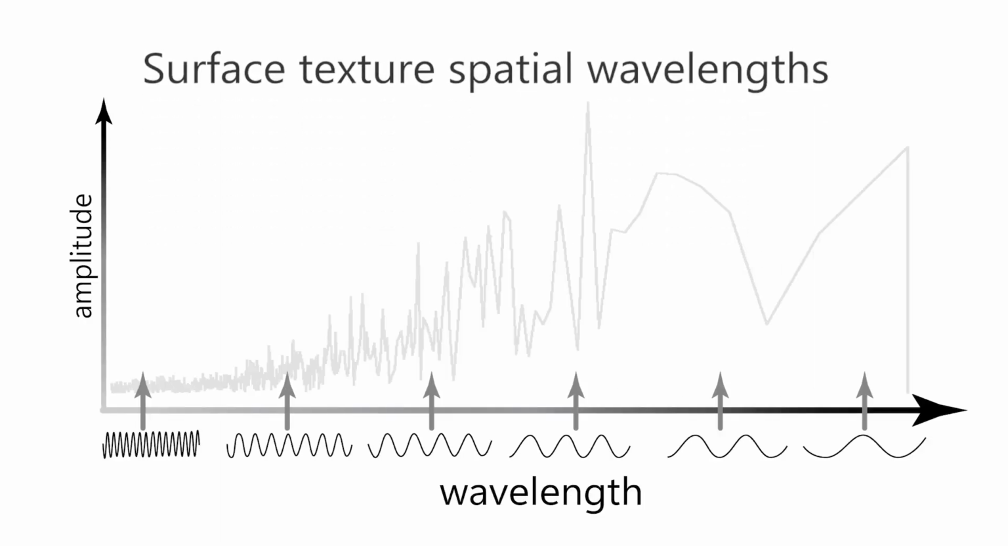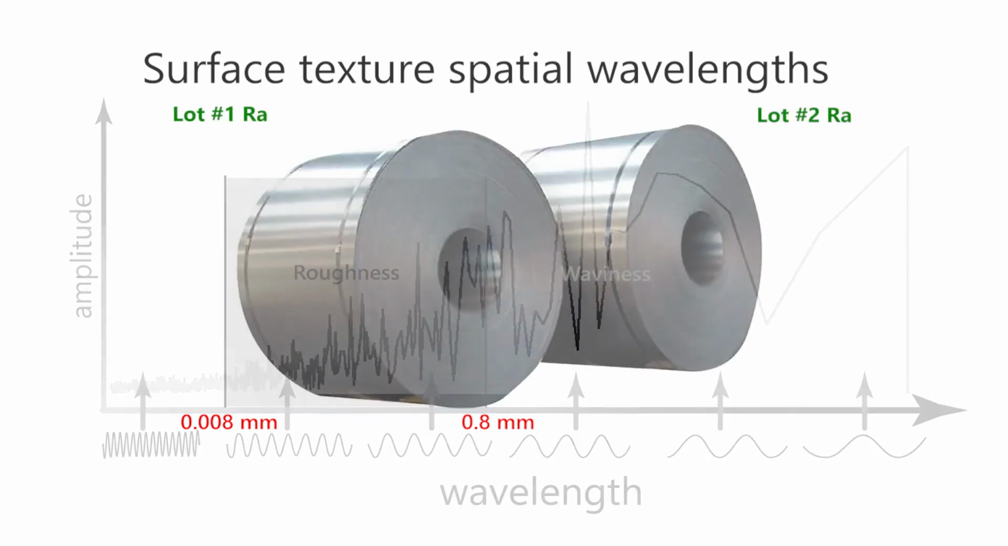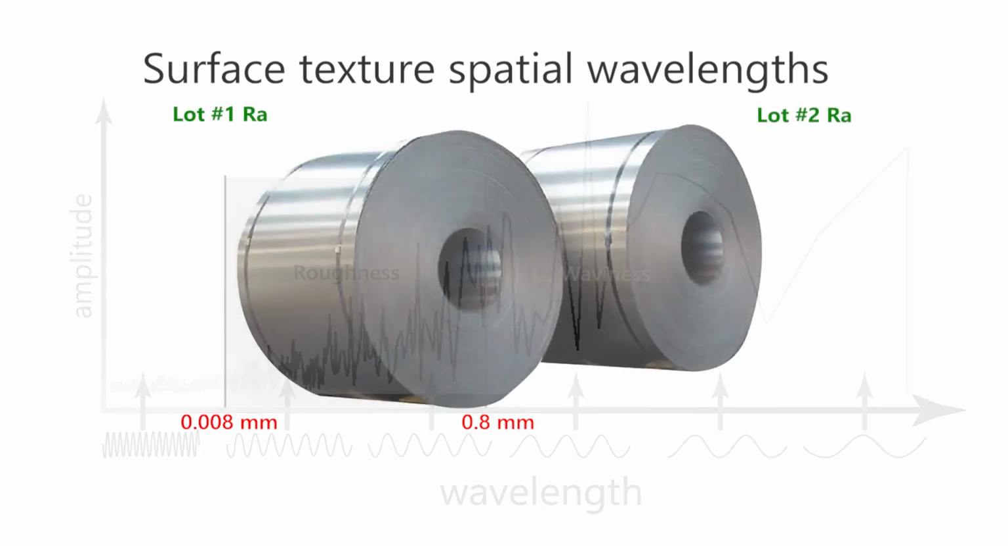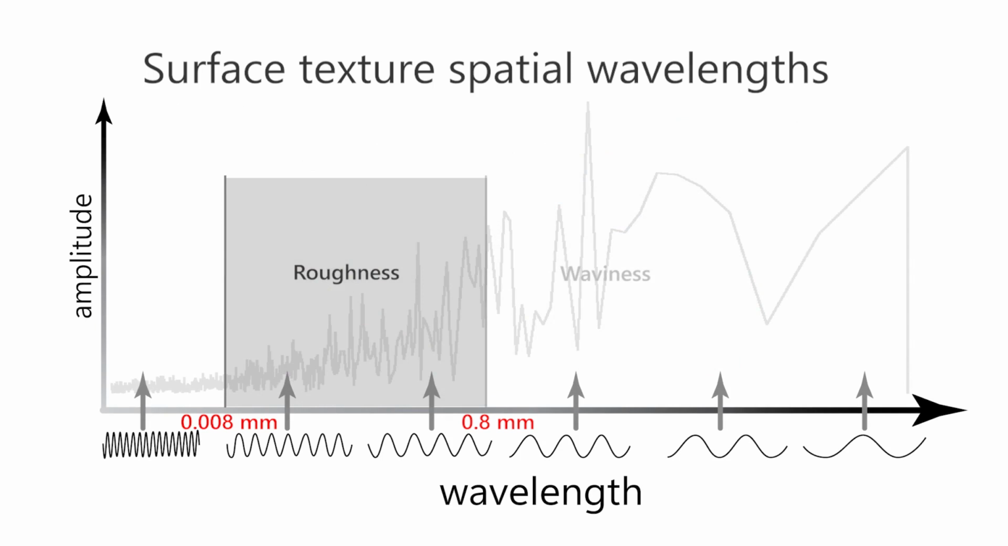The answer is in the spatial wavelengths. Surface texture consists of a spectrum of spatial wavelengths. We set cutoff wavelengths to define roughness and waviness based on the application. When the inspectors measured the steel, they used standard cutoffs per the drawing, and with those cutoffs, the average roughnesses were within tolerance. The trouble was, the real problem was over here, outside of the measurement range.